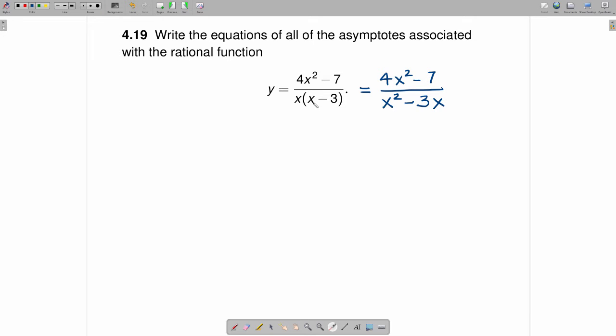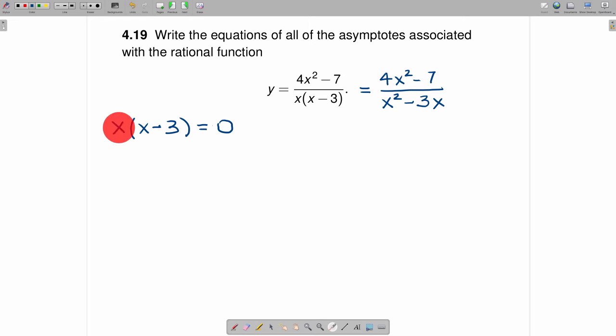equate the denominator, either this way or this way, but the easier way is over here. Take that denominator and set it equal to 0. We know that we cannot divide by 0, so these two values that we're going to get right here are going to correspond to vertical asymptotes.